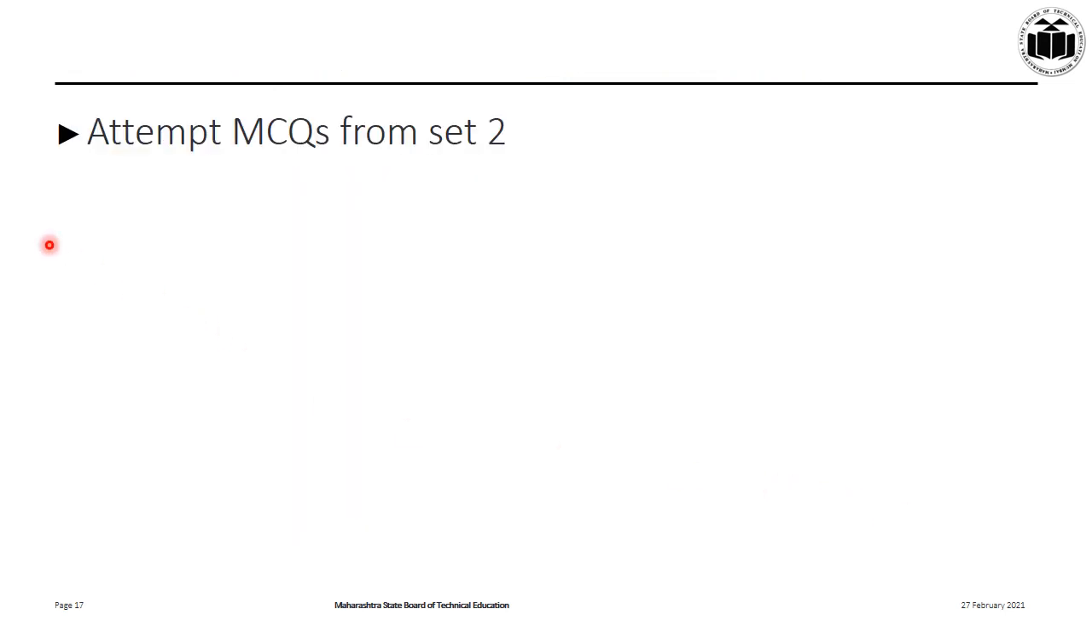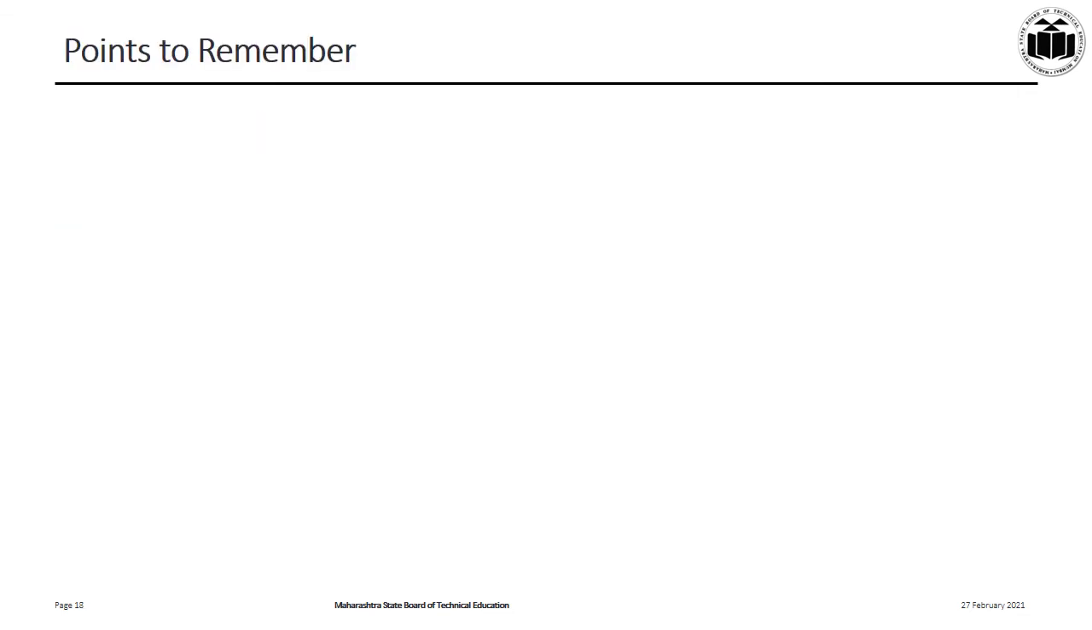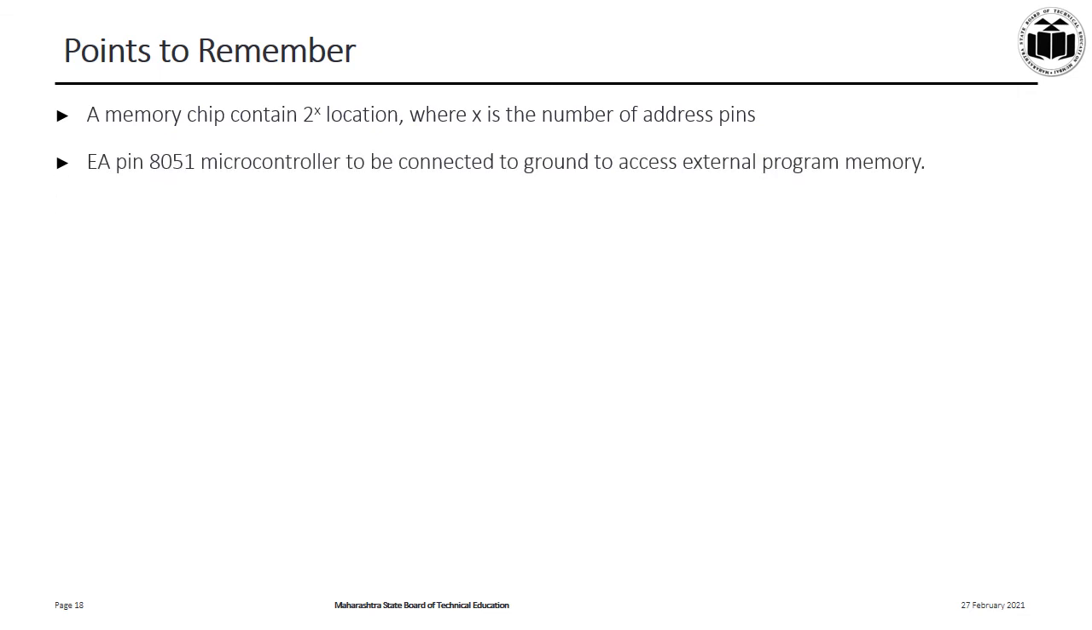Students can now attempt MCQs from set 2. Points to remember from our discussion. A memory chip contains 2 raised to x locations, where x is the number of address pins. EA pin of the microcontroller is connected to ground to access external program memory. The data bus of 8051 is directly connected to data pins of the memory chip.